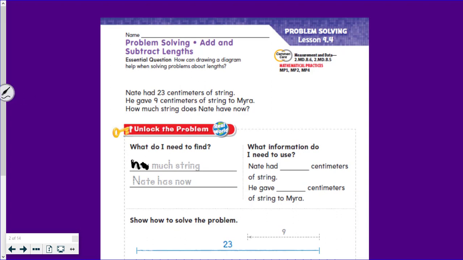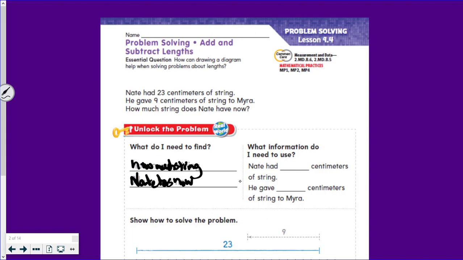How much string Nate has now. And if I'm going too fast for you, feel free to pause and trace.